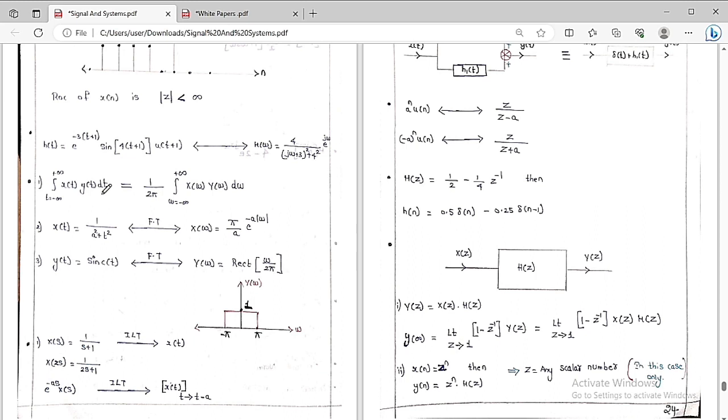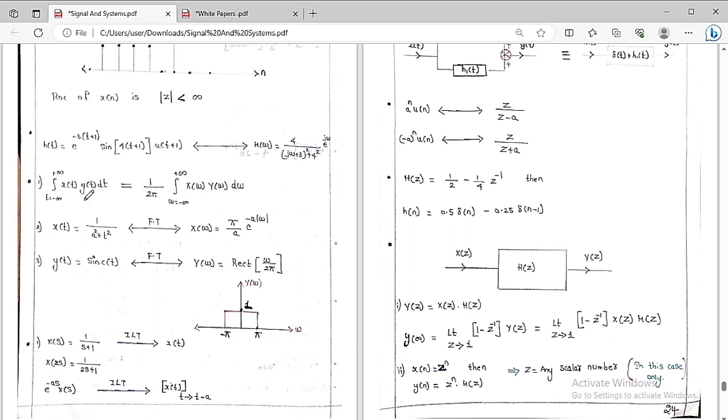So we can say the integral of x of t y of t dt is equal to 1 by 2 pi times the integral over omega of x of omega into y of omega d omega. So finally, I can say that the integral of x of t into y of t dt is equal to 1 by 2 pi times the integral over omega of x of omega into y of omega d omega. So this formula I want you to remember.